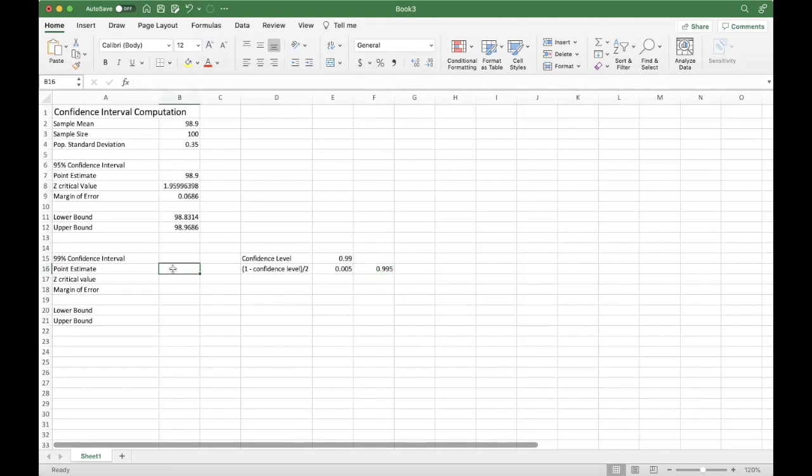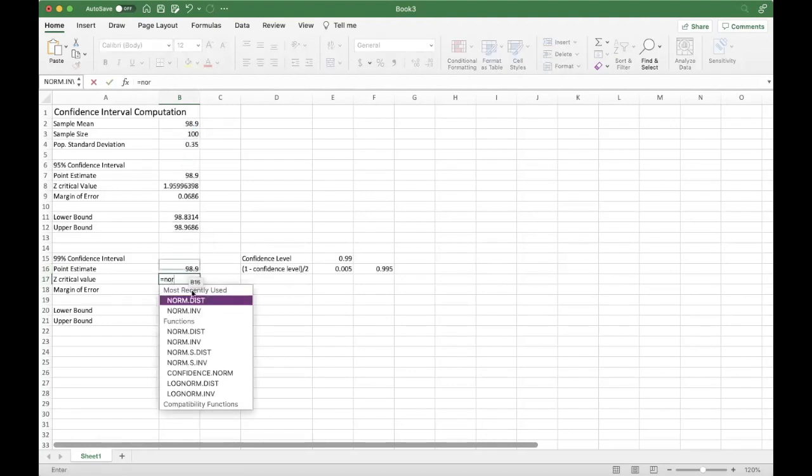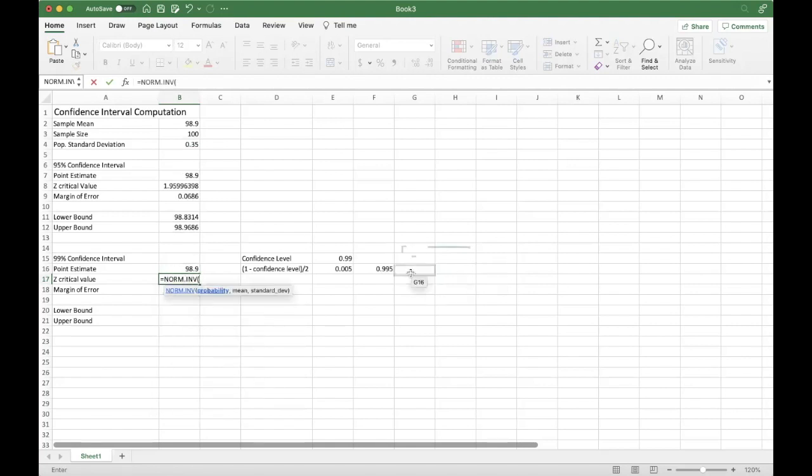So our point estimate is the same as above. Our Z critical value is the norm inverse of this, with 0 and 1, right? The probability of being below whatever this function returns is 0.995. Right, so our Z critical value is 2.5758. So, round that to whatever you want.